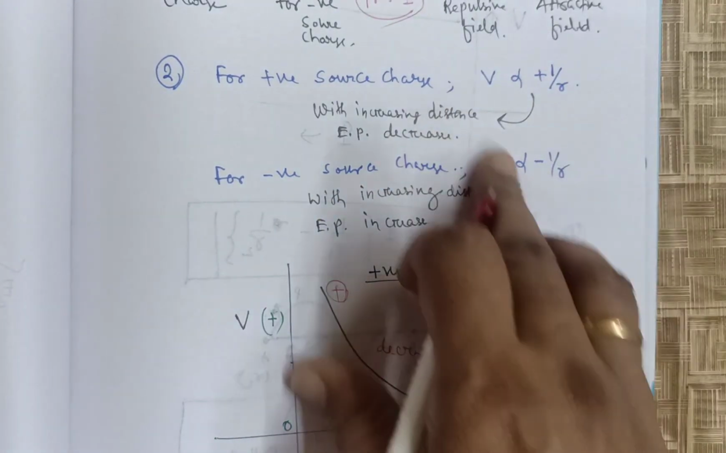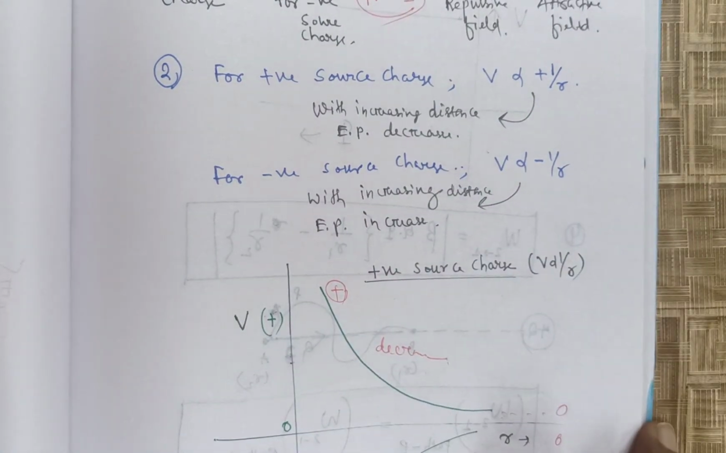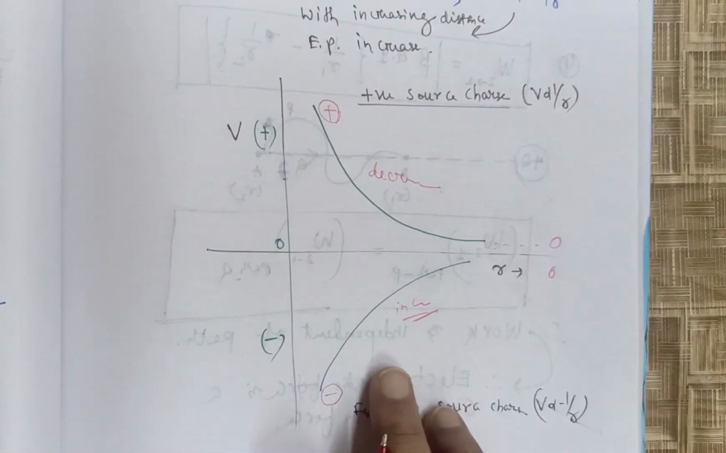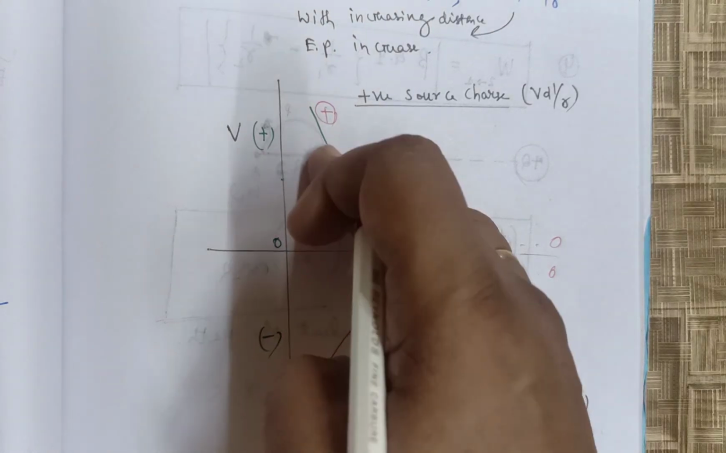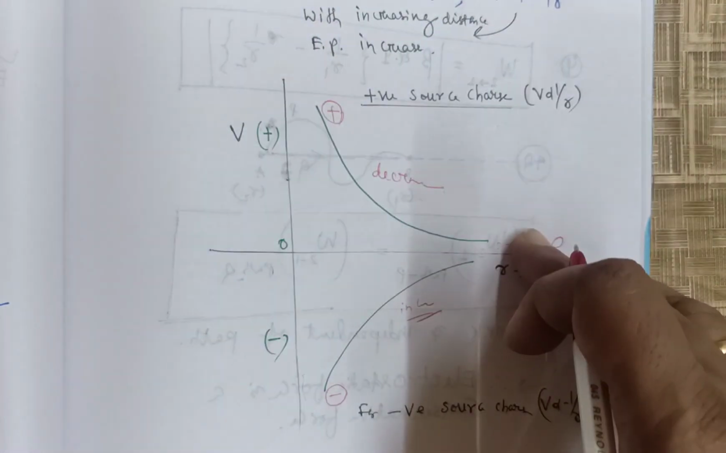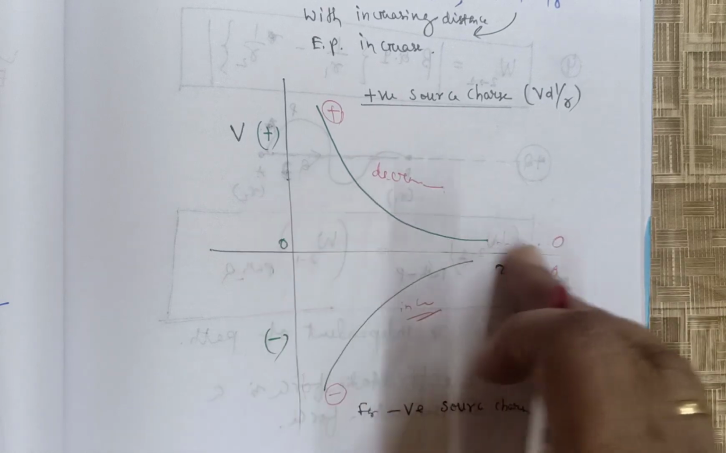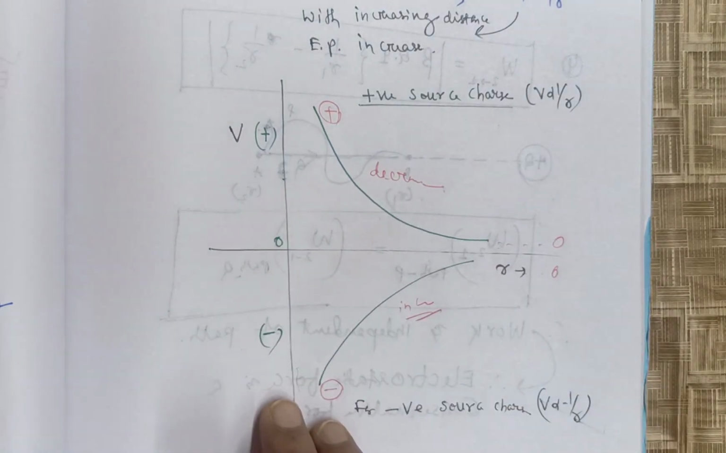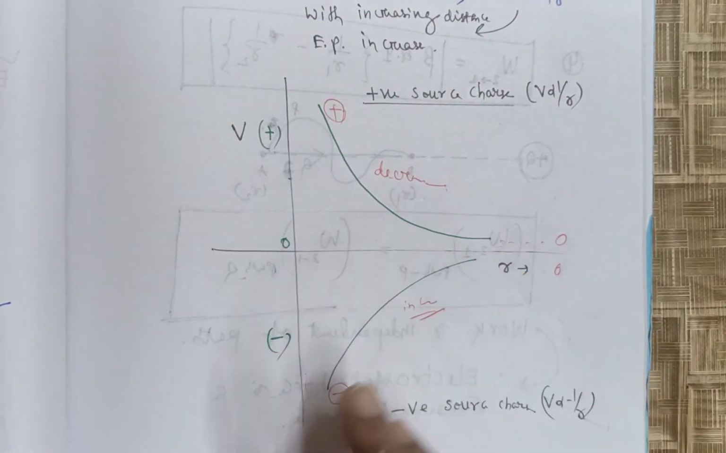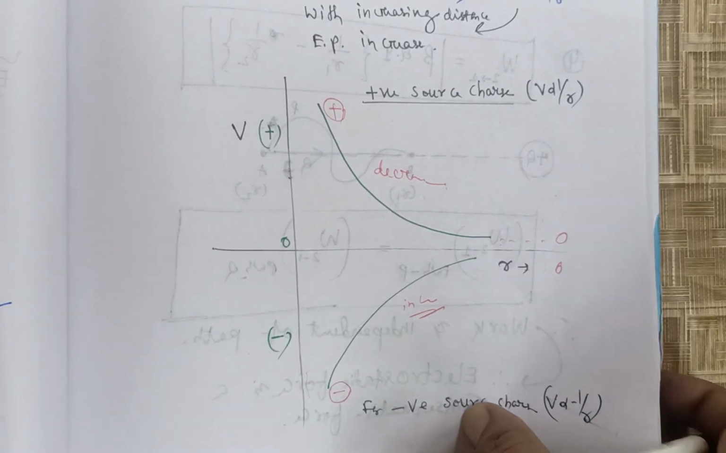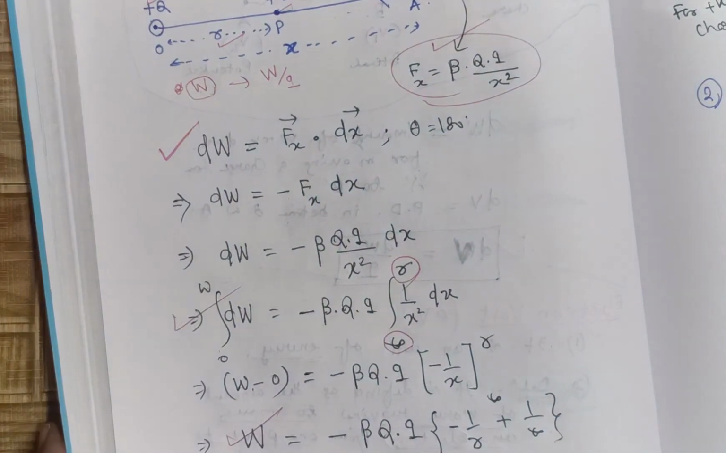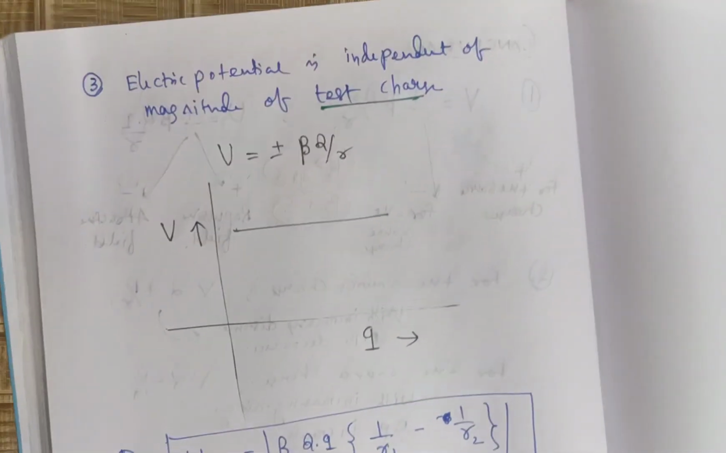From the formula you can also guess. If you do not follow the formula, just draw the diagram, and then you can easily explain how the electric potential decreases in the case of a positive source charge with increasing distance, and how the electric potential increases in the case of a negative source charge with increasing distance. This is the difference in the discussion of electric potential with respect to distance for a positive source charge and a negative source charge.